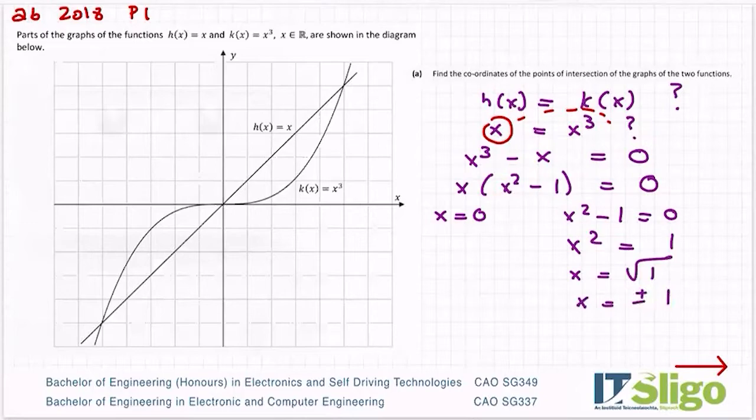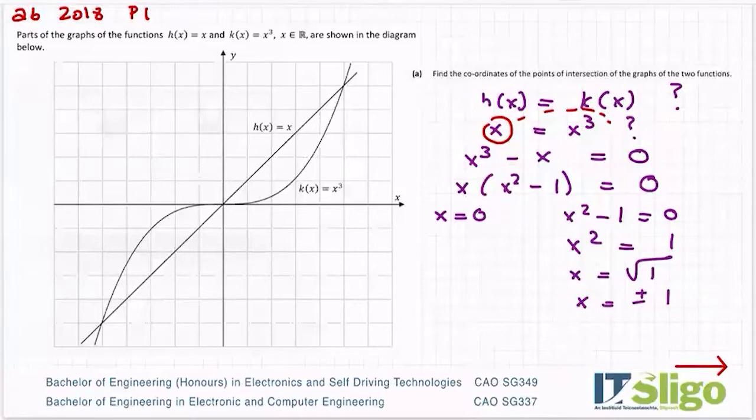Always know that when you square a minus or a plus number, you will get a plus answer. So when you have x squared equal to a plus answer, the original number could have been plus or minus.